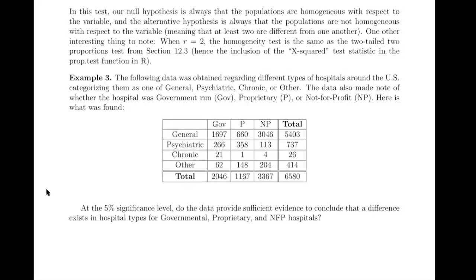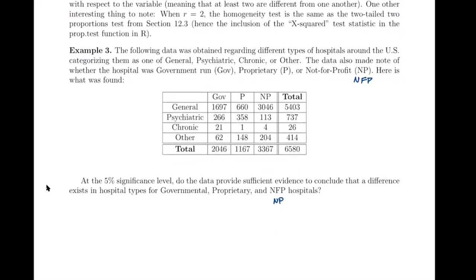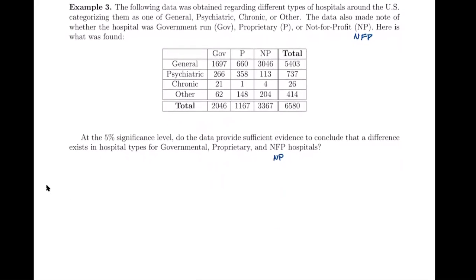And what we want to know is, at the 5% significance level, do the data provide sufficient evidence to conclude that there's a difference in hospital types for government, proprietary, and NFP hospitals? NFP meaning not for profit. I probably should be consistent with myself. Sometimes these are called NFP, sometimes these are called NP, but just not for profit hospitals. Okay, so at the 5% significance level, is there sufficient evidence to conclude that a difference exists? Okay, that they're not homogeneous.